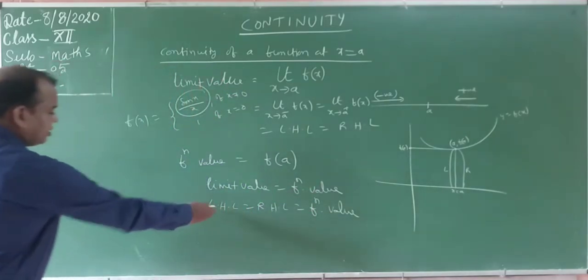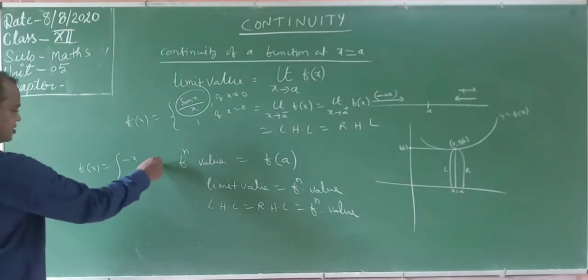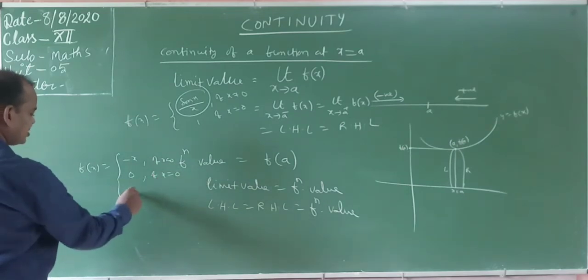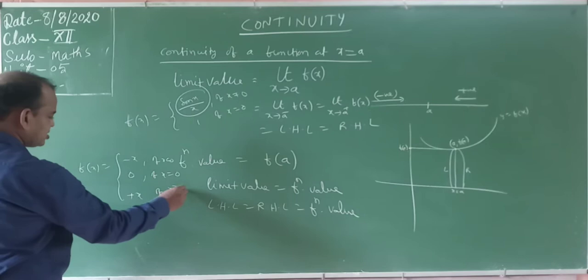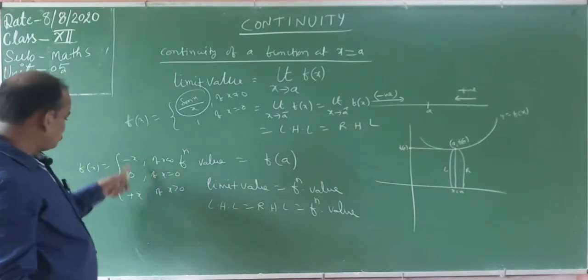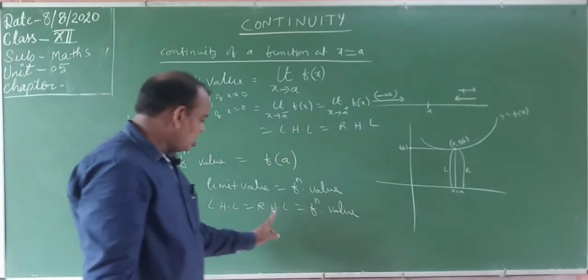Now, whenever you use LHL, or suppose f of x is equal to minus x if x is less than 0, 0 if x is equal to 0, plus x if x is greater than 0. How many functions are there? 1, 2 functions, and 0 is also a value. More than one function is there. Whenever there is more than one function, you must write LHL, RHL and the function value.